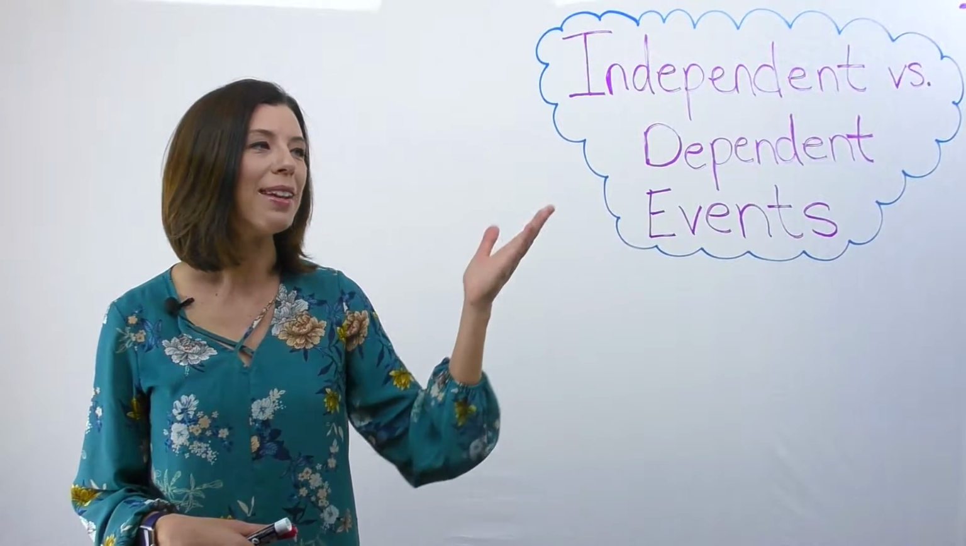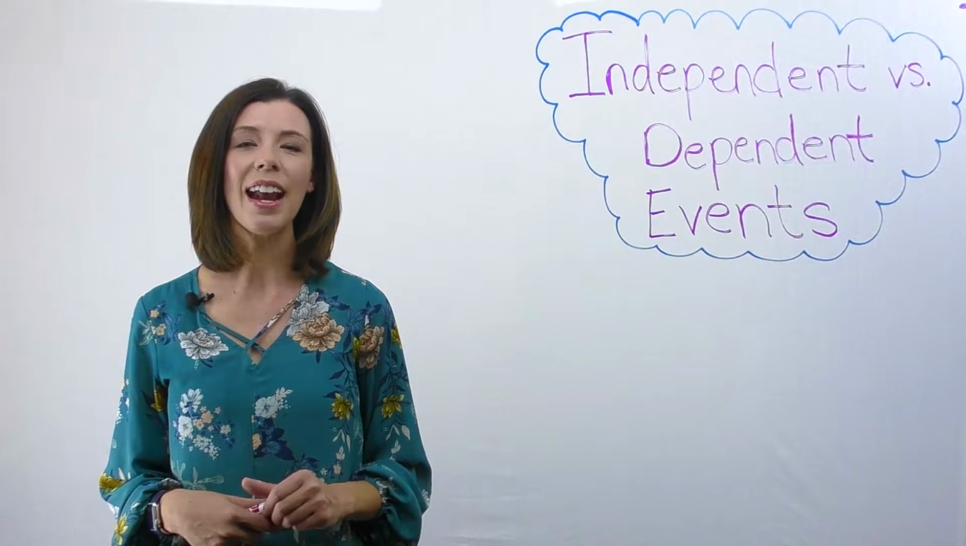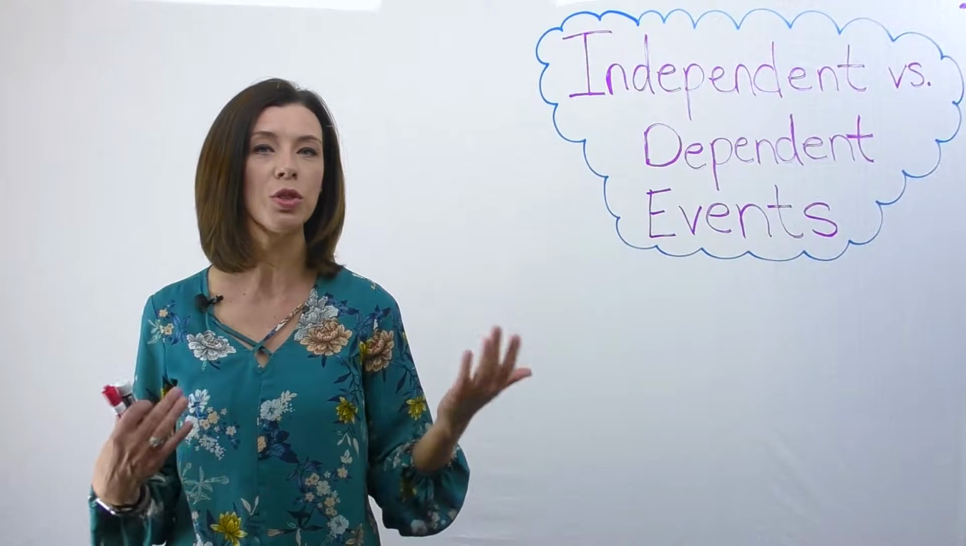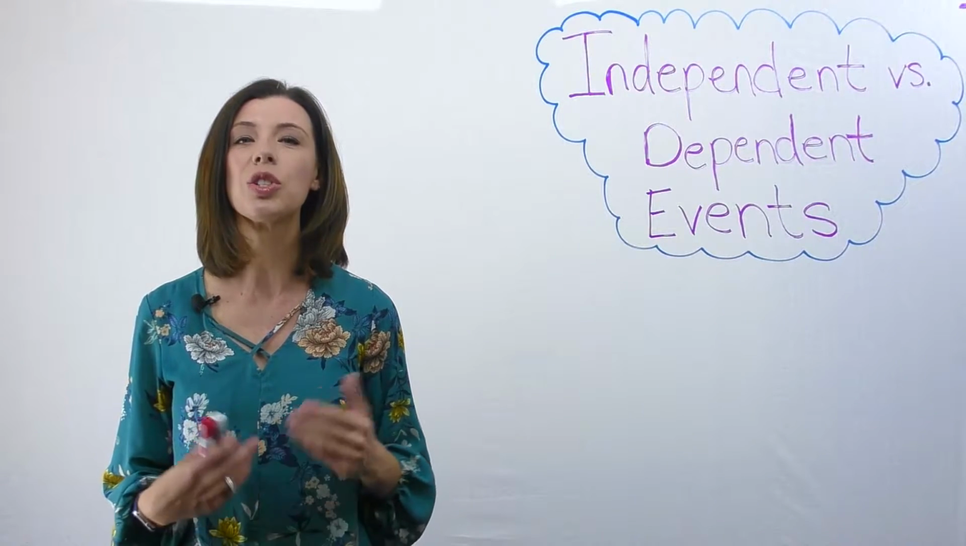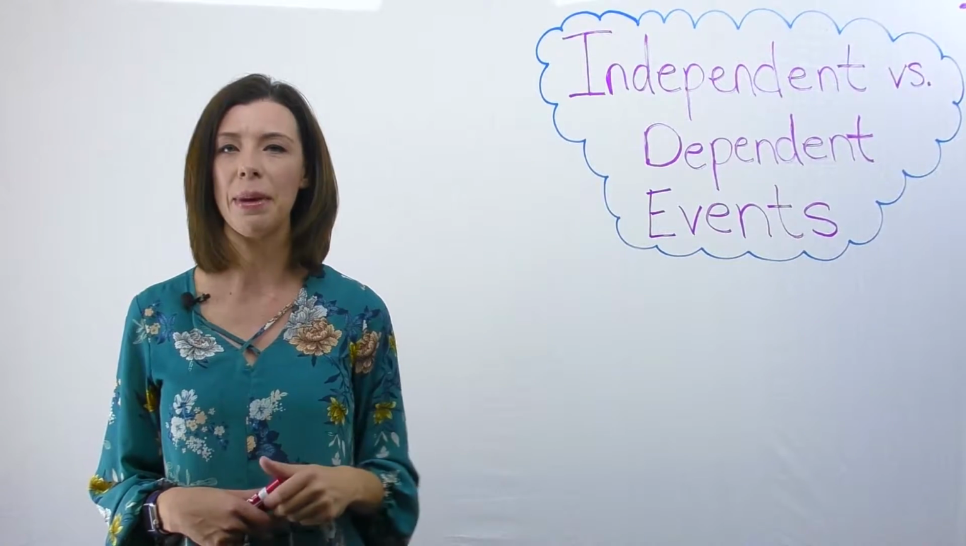Let's talk about independent versus dependent events. Let me give you a scenario. Let's say that I'm willing to pay you $10 if you can flip a normal two-sided coin and get heads 2 times in a row. Is that going to be considered an independent or a dependent event?